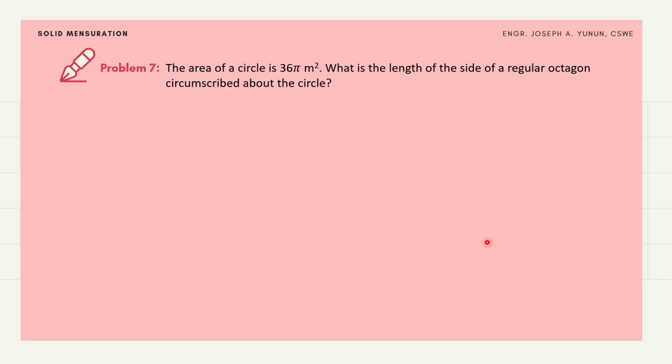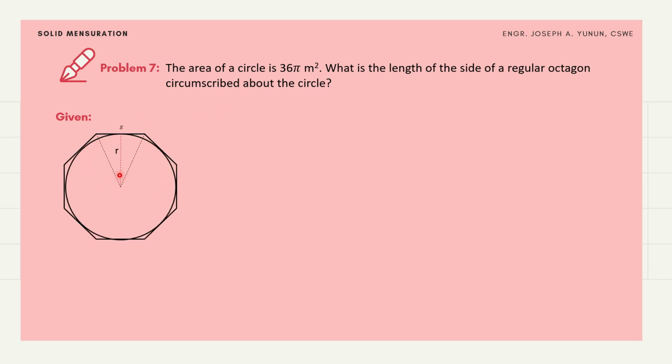So this is the problem. Let's try some problems. The area of a circle is 36 pi square meters. What is the length of the side of a regular octagon circumscribed about the circle? Circumscribed about the circle. Hopefully you're familiar with that one. Based on the given, the area of the circle is 36 pi, and a regular octagon is circumscribed about the circle.